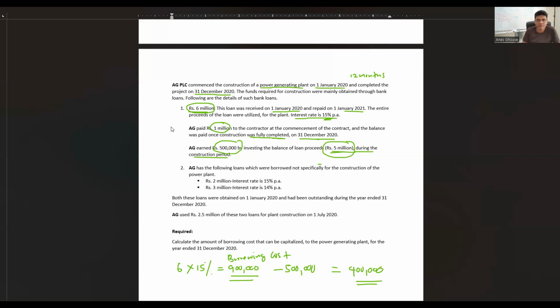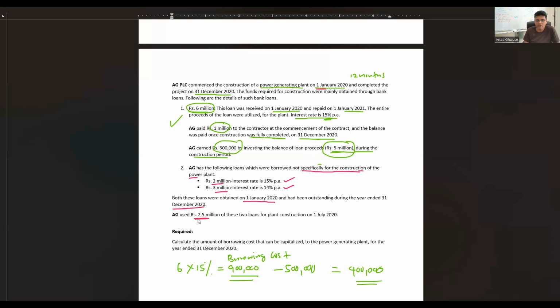So this is the answer for the first part. The second part: AG has the following loans which were borrowed not specifically for the construction of the power plant. As I explained, these are general funds which are not borrowed specifically for the construction; they are for other operational activities. 2 million worth of loan was obtained at an interest rate of 15% per annum, and 3 million at an interest rate of 14% per annum. Both these loans were obtained on 1st January 2020, the beginning of the construction, and had been outstanding during the year ended 31st December 2020.